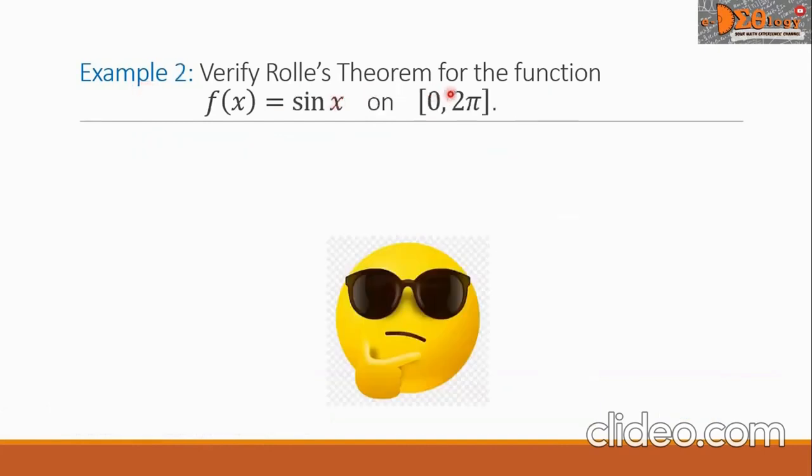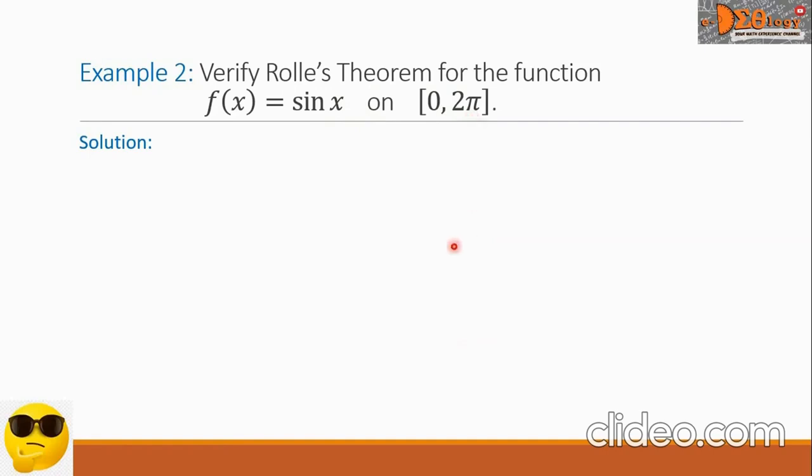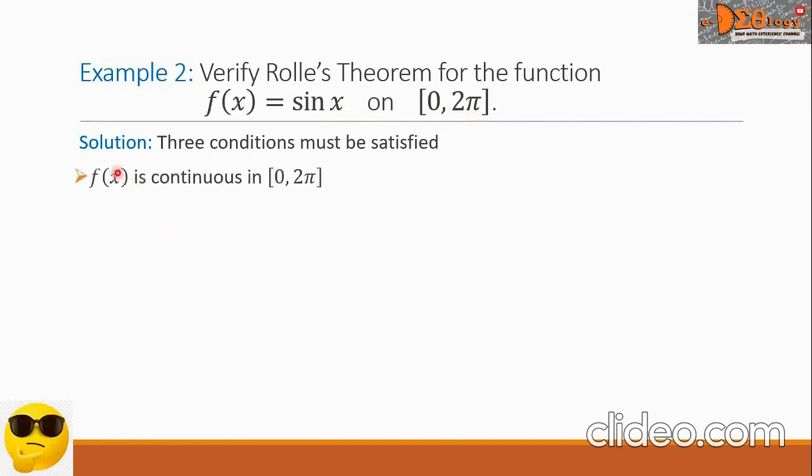Verify Rolle's theorem for the function f of x equals sine x on the closed interval from 0 to 2 pi. For our solution, let us confirm the three conditions. Condition 1, f of x is continuous in the closed interval from 0 to 2 pi. We know the graph of sine x. It is continuous. Moreover, it is continuous in the closed interval from 0 to 2 pi.